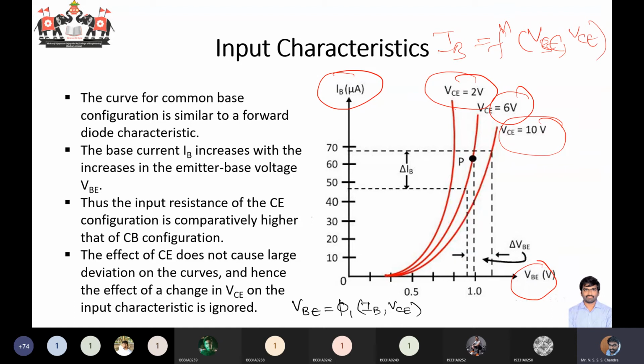Now what will be your input resistance? That's what I am writing here. VBE is a function of IB, VCE. Please respond. Delta VBE by delta IB.